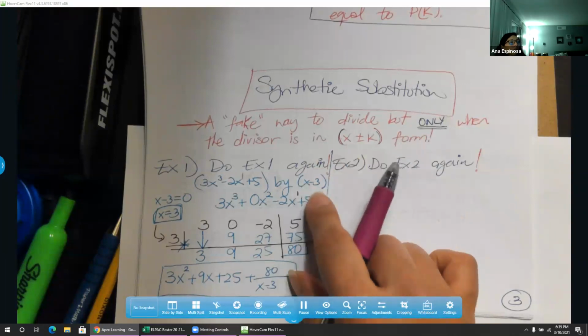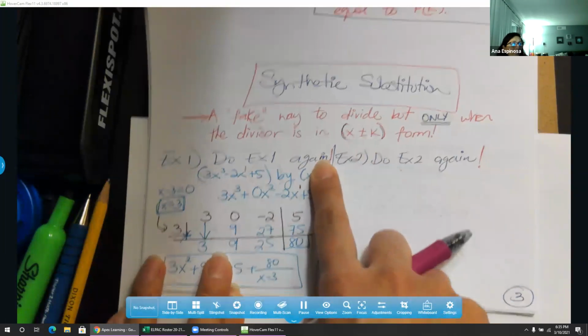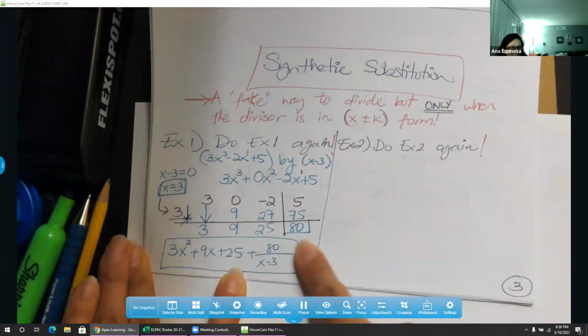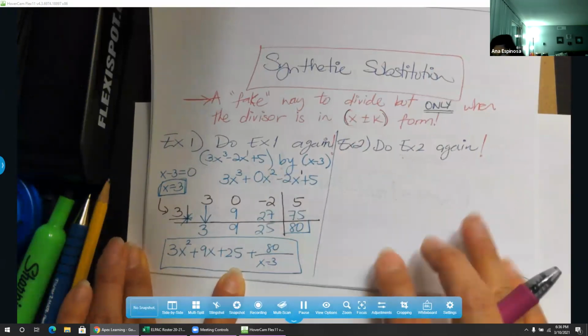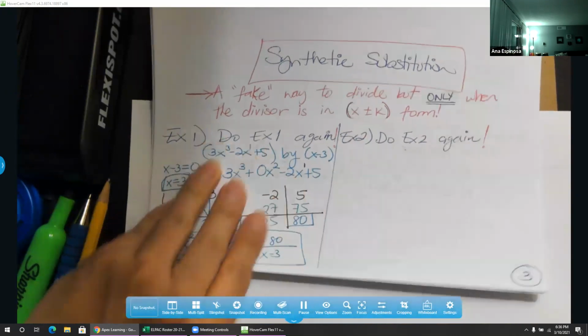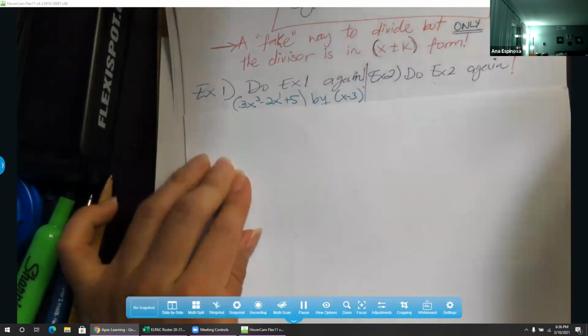So here is the equation that we had for example 1. And then I'll show you how to do that, and I'll show you how to get this out of synthetic division. I thought I had one more sheet. So this sheet is done. Okay, so let's do that specific example 1.